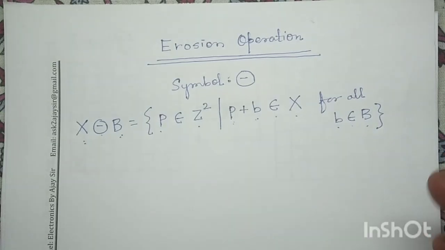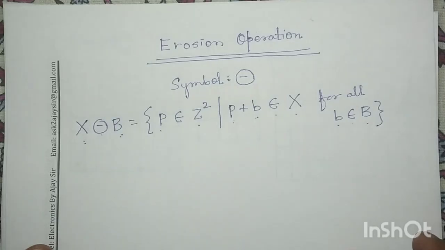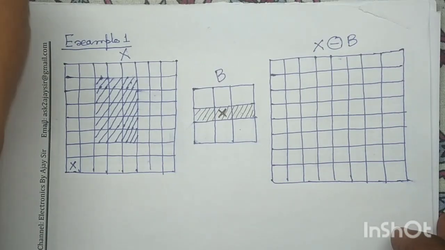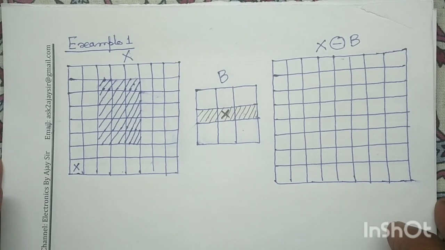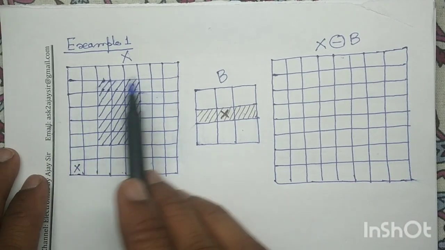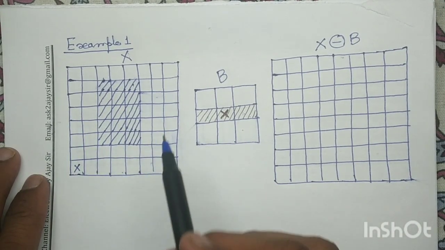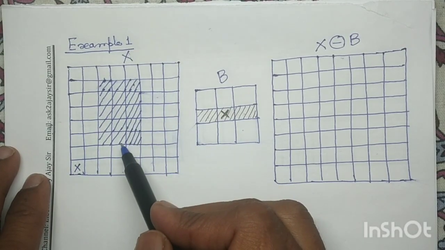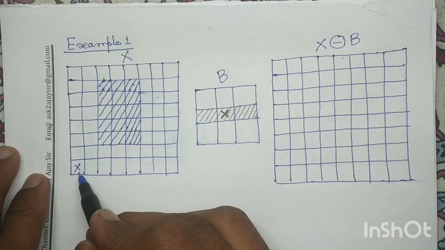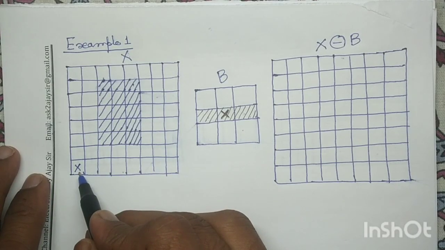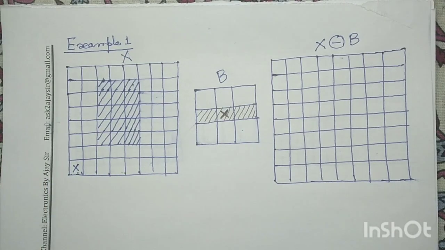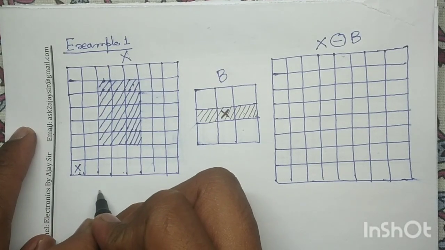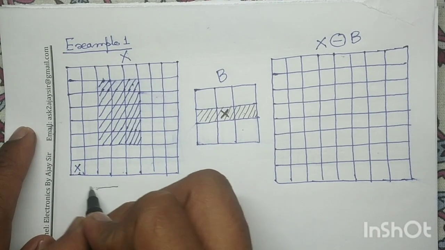So what does it represent? Let us discuss with an example. Consider example 1. This X is my input image. The shaded portions are my object pixels, and this represents my origin. First of all, I will mark the indexing. Since this is the origin, we will start our indexing from this origin.